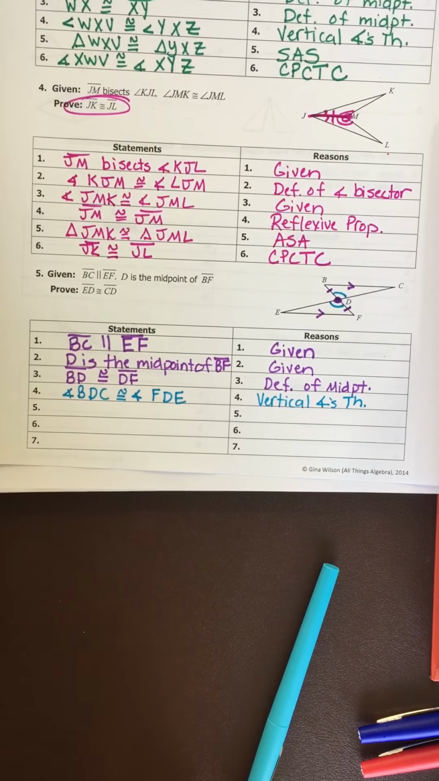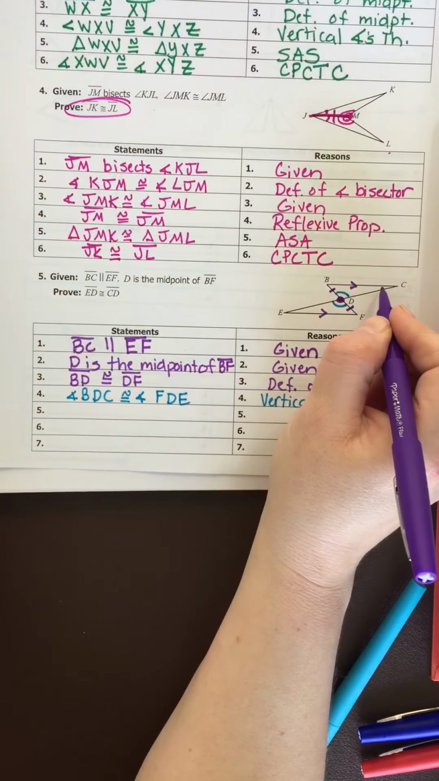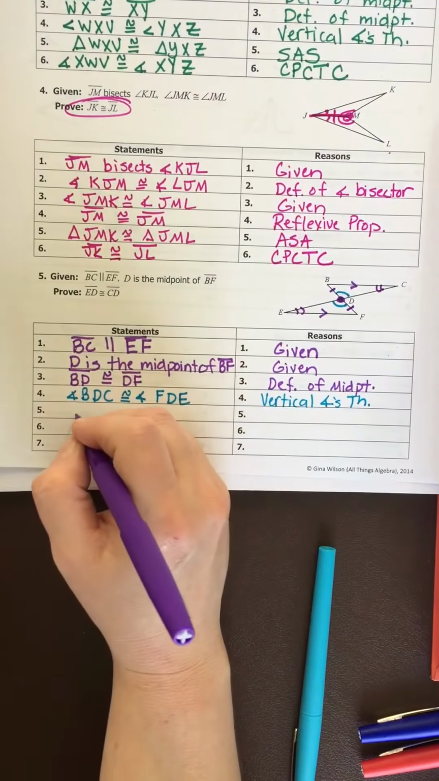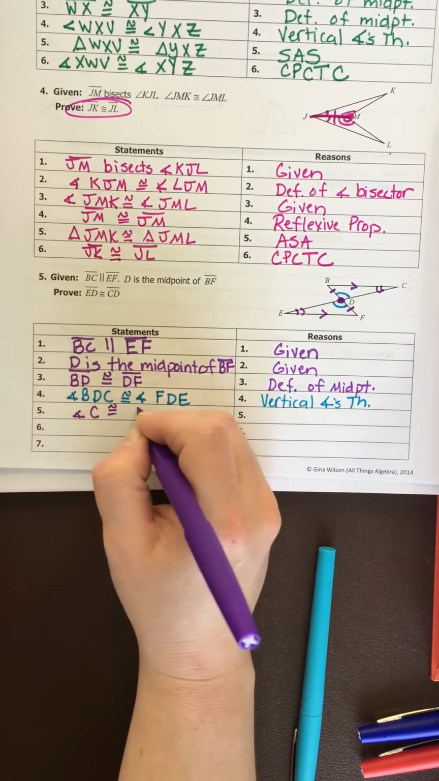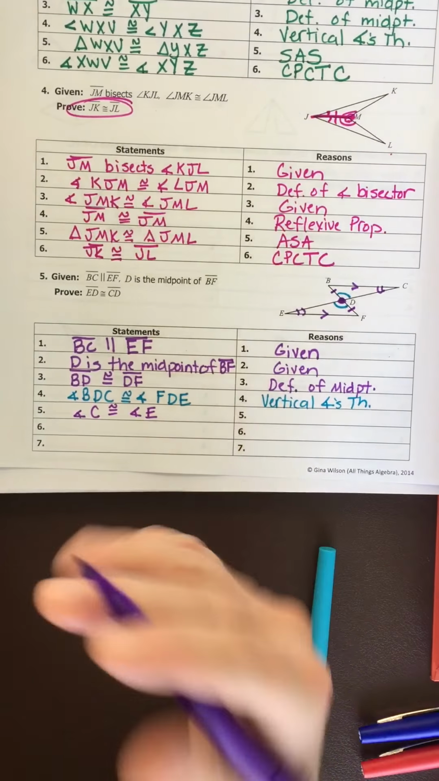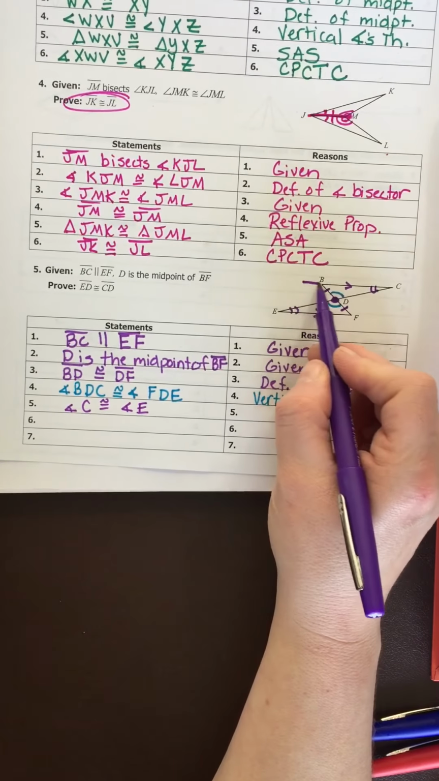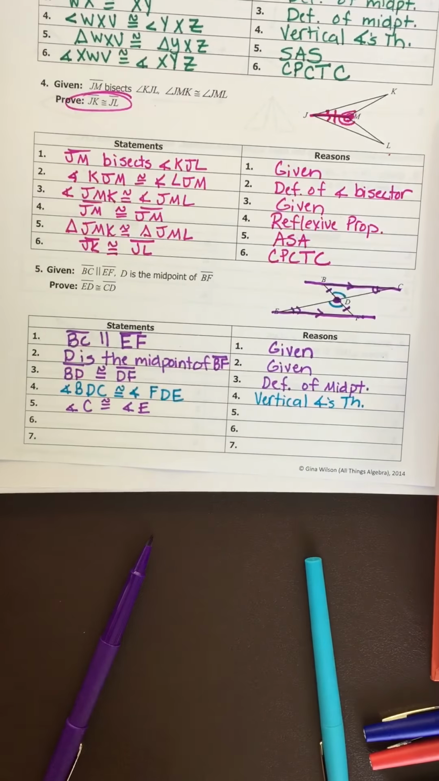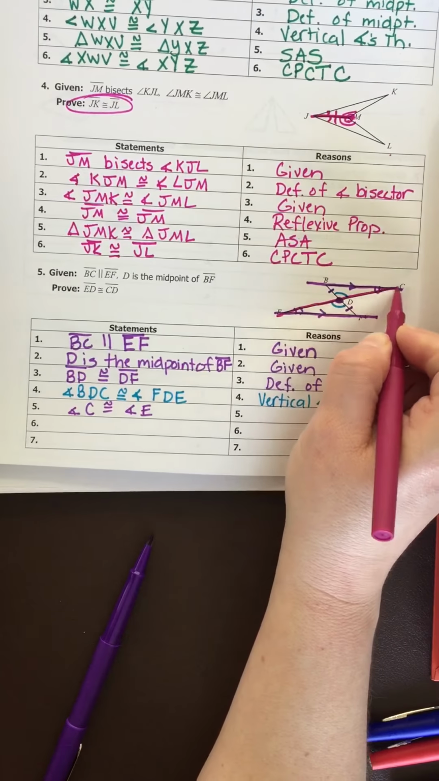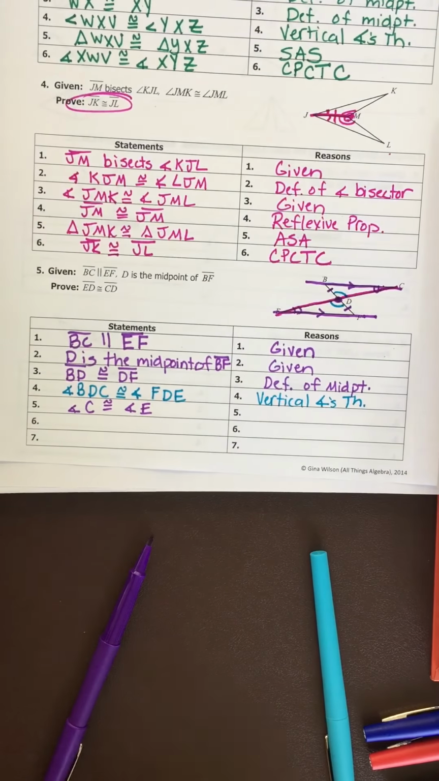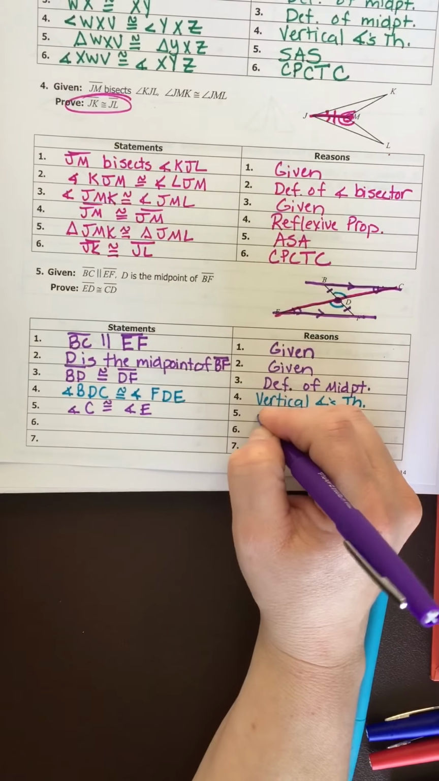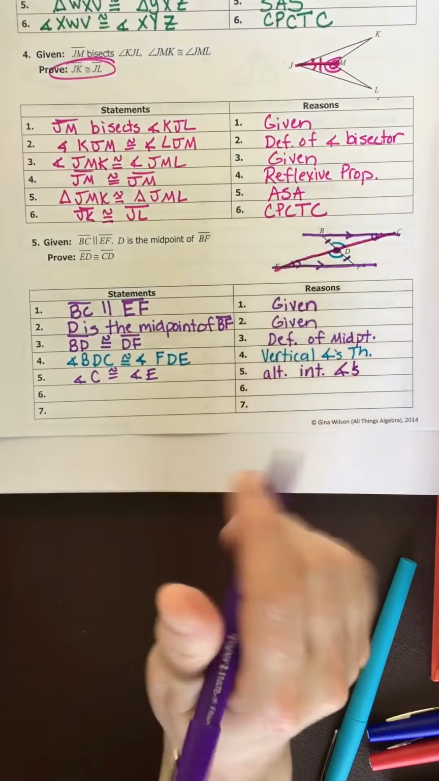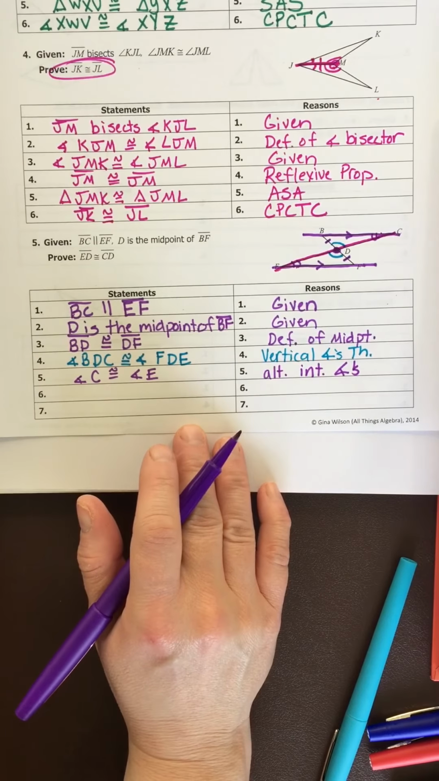Let's go with angle, angle, side. All right, so I can say that this angle is congruent to this angle. So I can say angle C is congruent to angle E. Why? How do I know that? Remember, these two lines are parallel. And then you've got this transversal right here. So these two angles are what kind of angles? They are alternate interior angles. And I know alternate interior angles are congruent.